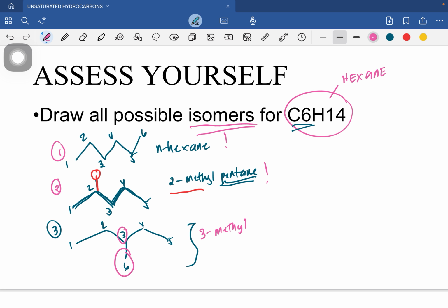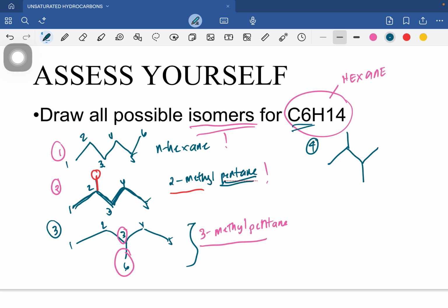And the parent chain for this compound, the longest carbon chain for this compound is 5-carbon. That's why the root name for this structure would be pentane. So, the overall nomenclature po for this one is 3-methyl pentane. Now, for the fourth structure of your C6H14, it can also look like this.